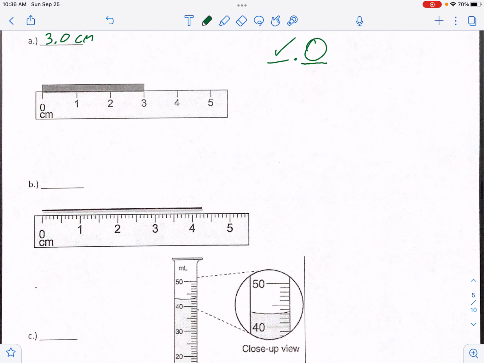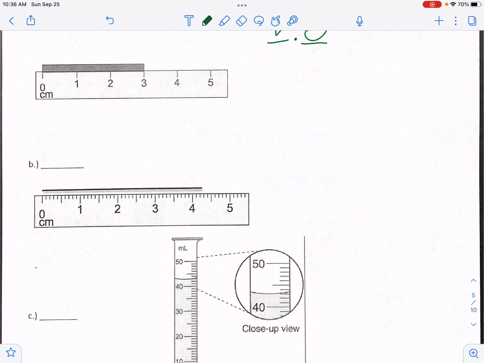Now on letter B, almost the same device, but if you look, now I have little tick marks, so I need to take a look at what I actually have on the measurement device. I have a ones place because I have 0, 1, 2, 3, 4, 5. Now I also have these little tick marks, which count as 0.1, 0.2, 0.3, 0.4, 0.5, so that means I also have that tenths place.